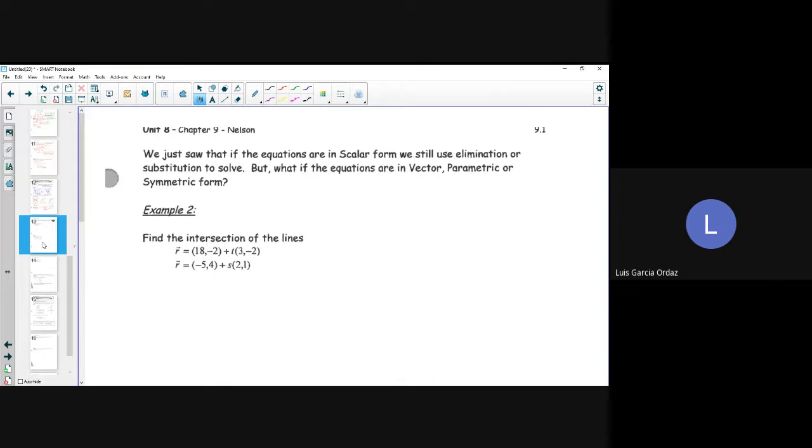So we just saw that if the equations are in scalar form, we still use elimination or substitution to solve. But what if the equations are in vector, parametric, or symmetric form? So the first one, I want to find the intersection of lines. My first one is negative 2 plus t times 3 negative 2. The next one is negative 5 comma 4 plus s times 2 negative 1. Because they're different lines, we have two different parameters, t and s.